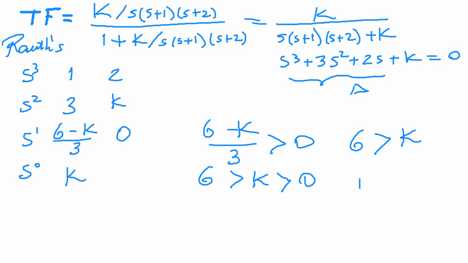So if k equals 6, you can see that the roots are on the j omega axis, on the j axis. Nobody answered that question. I'm very much disappointed.